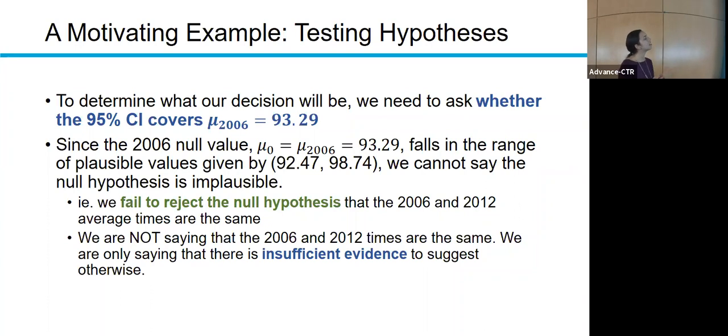So after having conducted this hypothesis test using confidence intervals, we say that we failed to reject the null. We do not have enough evidence to suggest that the time in 2006 was actually different than the time in 2012. And again, I'm sorry for saying this so many times, but the result of this test is not saying definitively that yes, 2006 and 2012 running times are the same. What it's saying is that based on the sample, we can't conclude that they're different.